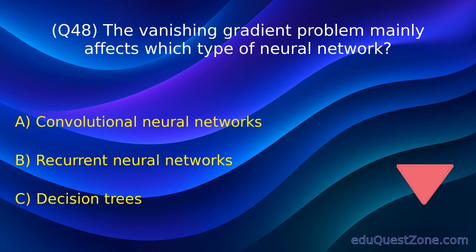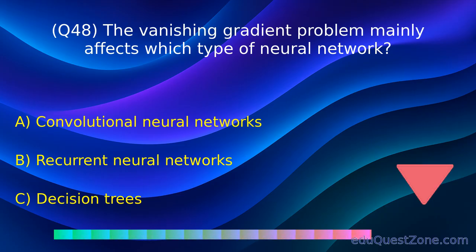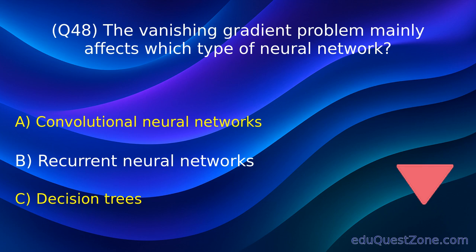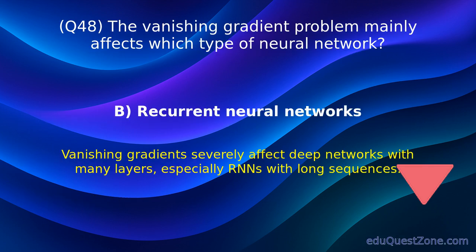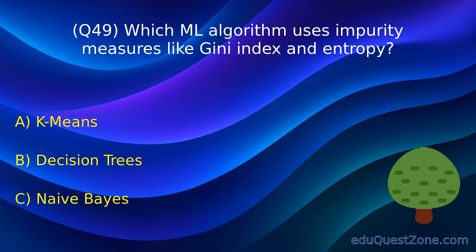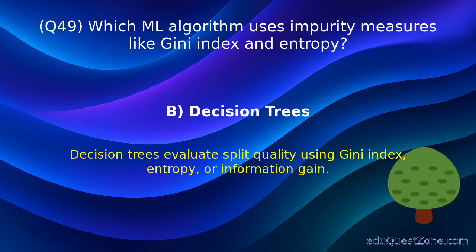Question 48. The vanishing gradient problem mainly affects which neural network? Option B. Recurrent neural networks. Vanishing gradients mainly affect recurrent neural networks. Question 49. Which machine learning algorithm uses impurity measures like Gini index and entropy? Option B. Decision trees. Decision trees use Gini index and entropy.